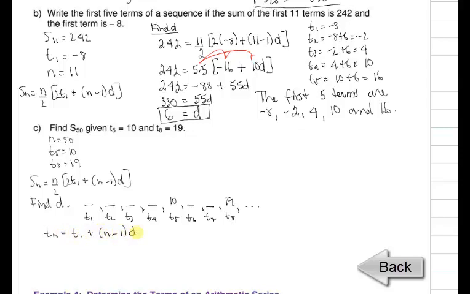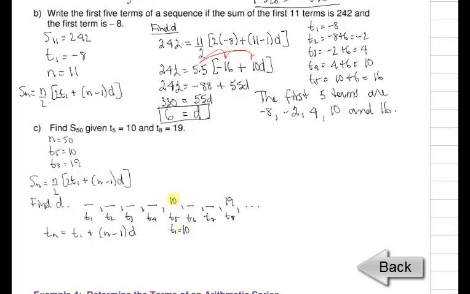Okay, but as you can see from up here, we don't know what t1 is, and we don't know what n is, and we don't know what t subscript n is, so we can't possibly find out what d is. But what you could do is plug in t1 as being 10. So why don't we just rewrite this and rename the 10 as t1.